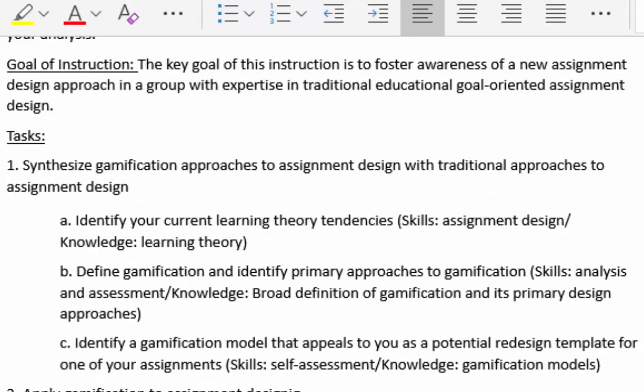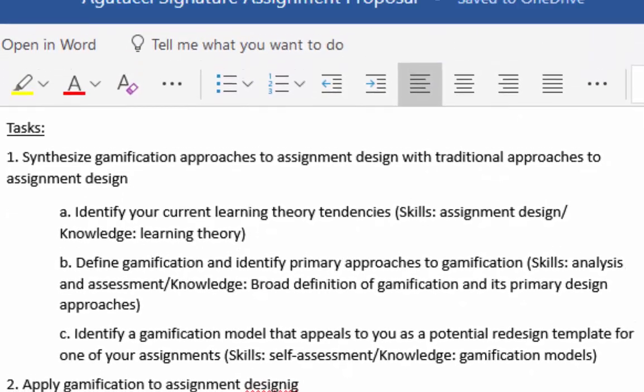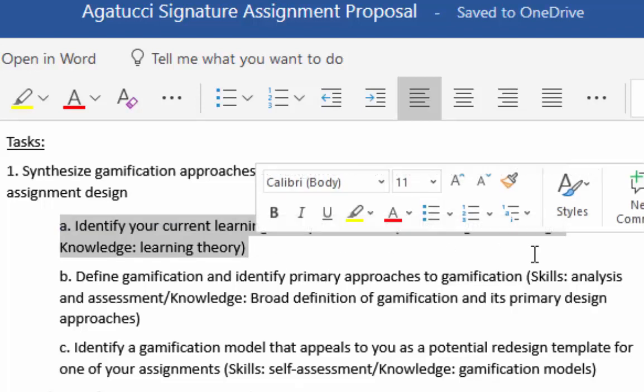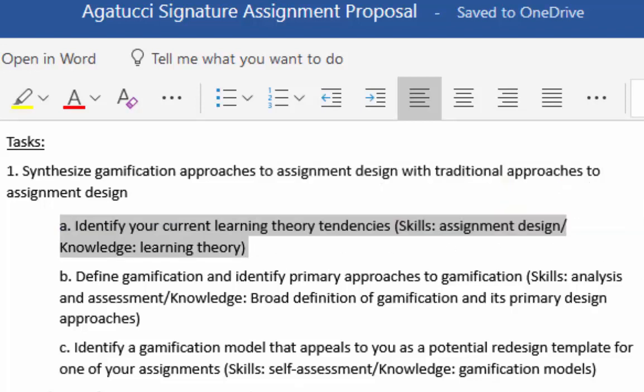So tasks that we would focus on as part of the lesson. One, synthesizing gamification approaches to assignment design with traditional approaches to assignment design. I'd like to impart upon them the similarities and differences between conventional assignment design approach and gamification approaches. Part of this would involve identifying their own learning theories, just to get a sense of what currently informs how they assign their conventional lessons.